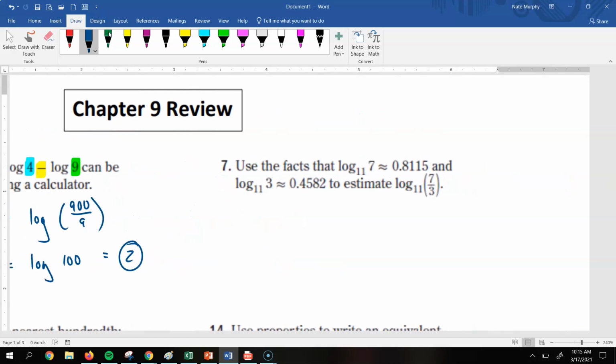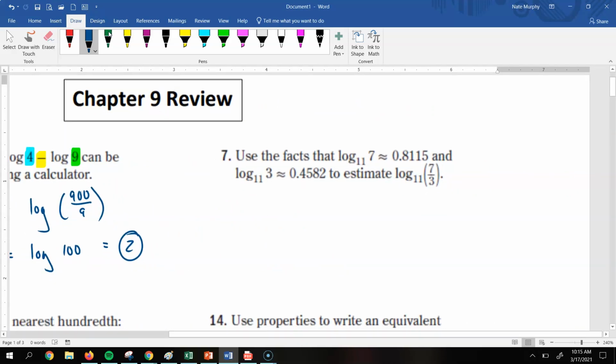All right, this one. It says use the facts that the log base 11 of 7 is approximately 0.8115, and the log base 11 of 3 is 0.4582, to estimate what the log base 11 of 7 divided by 3 would be. Again, we're going to use those properties of logarithms. Remember, if we are dividing, we can break this apart into 2 separate pieces using subtraction. So log base 11 of 7 divided by 3 is the same as log base 11 of 7 minus log base 11 of 3.